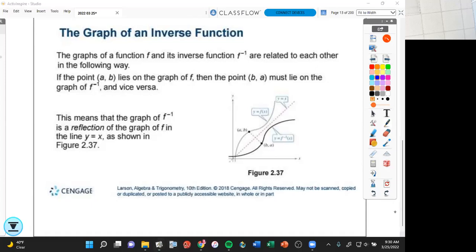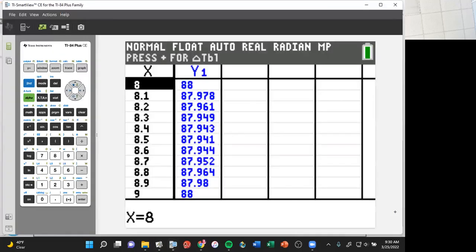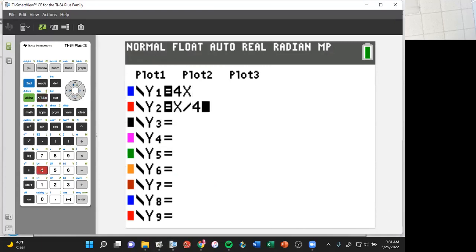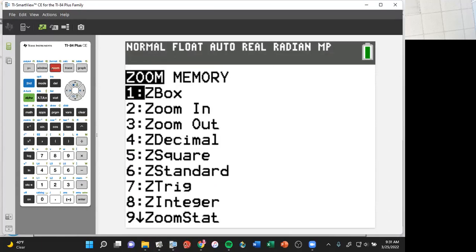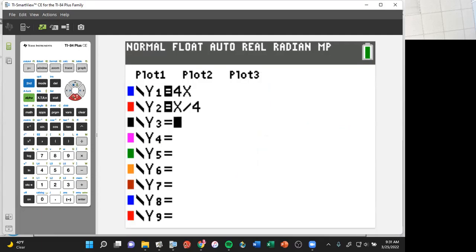We just did f of x equals 4x, and we did the inverse was x over 4, right? So if I go to y equals, if I do 4x and x over 4, we said that those were inverses, right? And I'm going to zoom square to make it look better. Do those lines appear to be symmetrical about the line y equals x? Okay. And I'll go ahead and come down here and put the line y equals x in there for you.